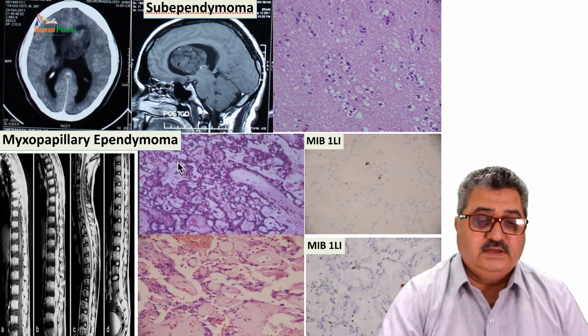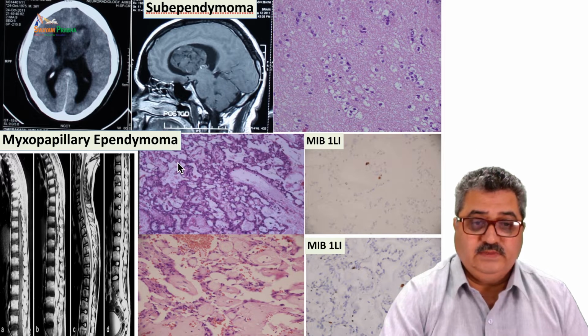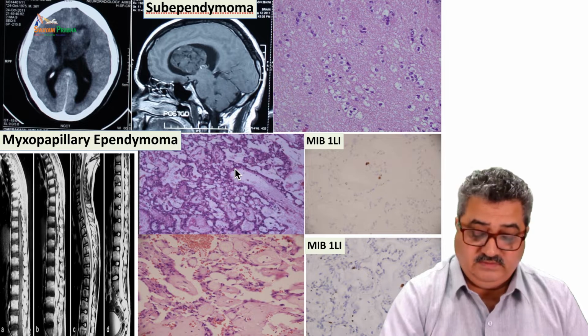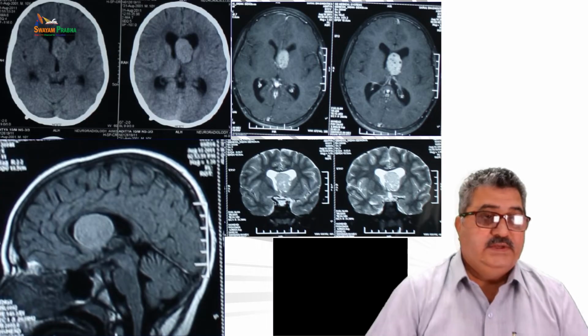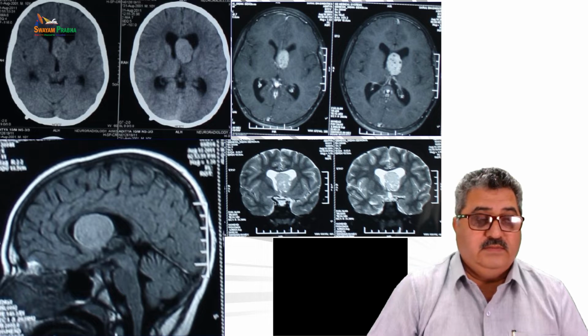They have a very classical morphology, with papillary structures and a myxoid background in the papillae, and they have a very low MIB labeling index. The myxopapillary ependymomas and subependymomas were earlier graded as grade 1. I will come to this point. Myxopapillary ependymomas are now graded as grade 2 in the WHO classification.